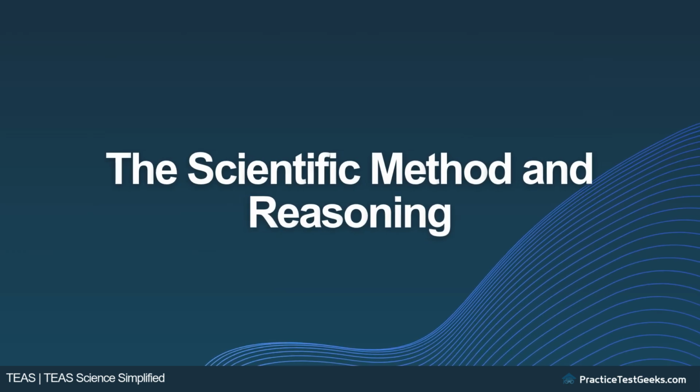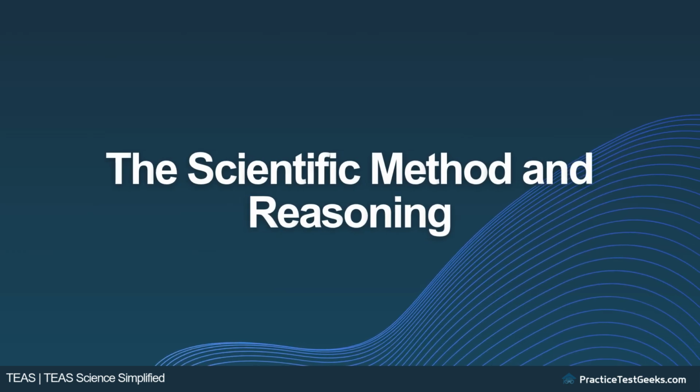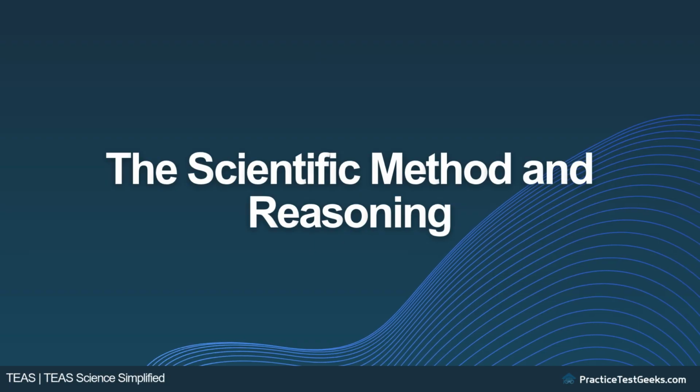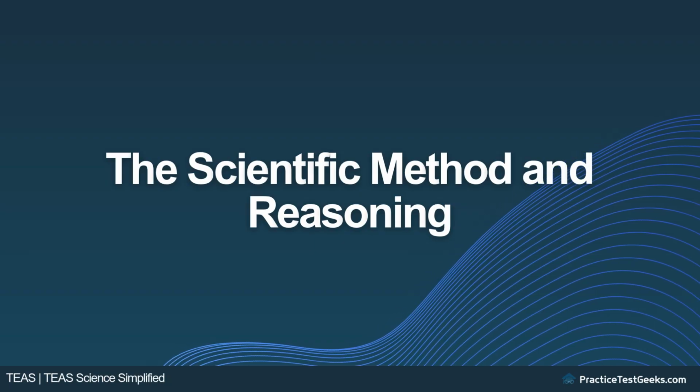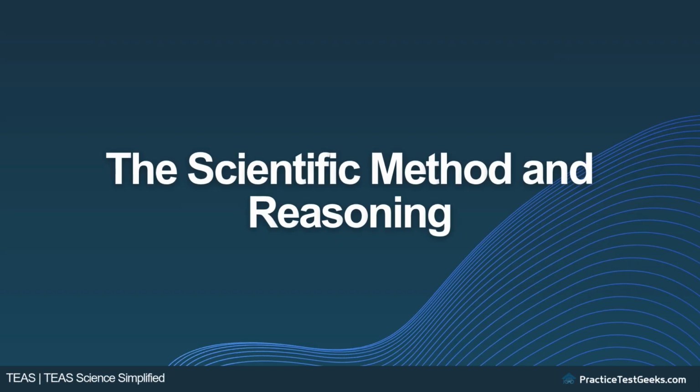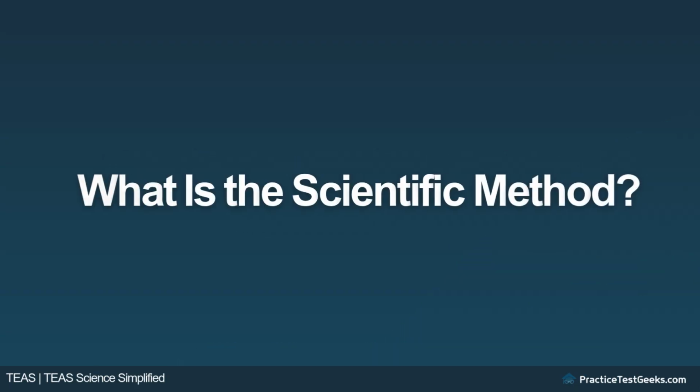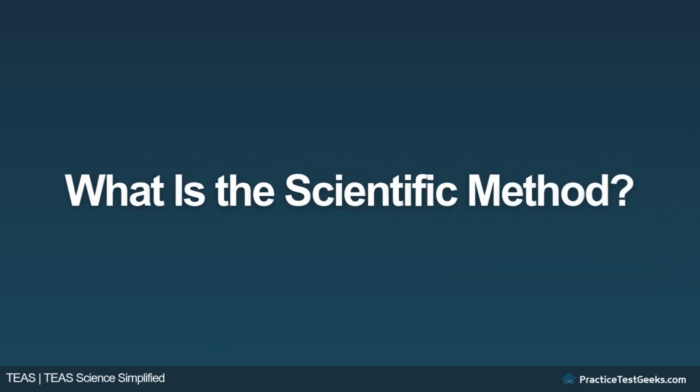Welcome to Lesson 4.7, the Scientific Method and Reasoning. This final topic in the TEAS Science section is all about how science works, how questions are asked, tested, and answered. You don't need to memorize complex experiments. Instead, you need to understand how scientific thinking is structured, how to read basic data, and how to make logical conclusions. Let's begin with the scientific method, the foundation of scientific investigation.